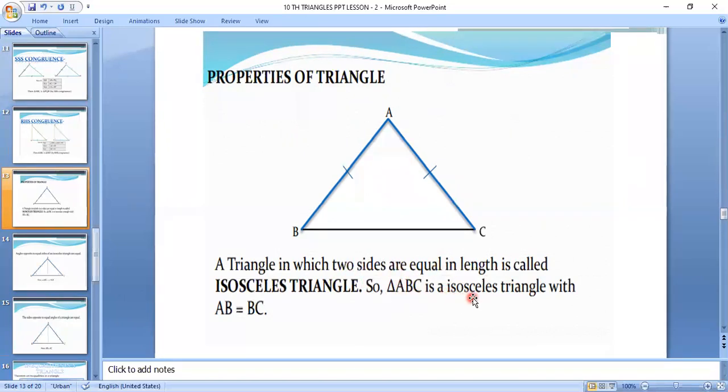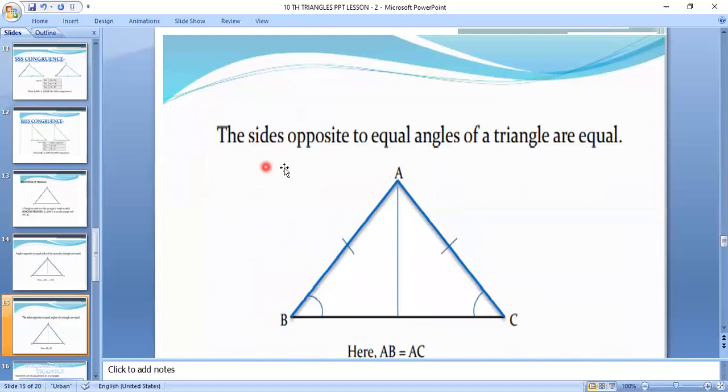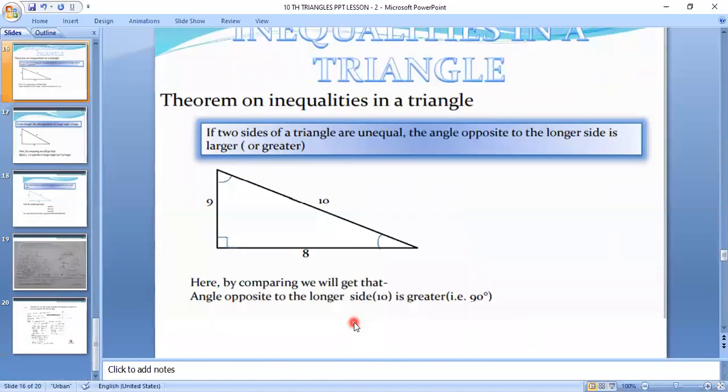So triangle ABC is an isosceles triangle with AB equal to AC. Angles opposite to equal sides of an isosceles triangle are equal. Here AB is equal to AC, then angles ABC and ACB are equal. Then, sides opposite to equal angles of a triangle are equal. So in triangle ABC, AB is equal to AC, and the angles ABC and ACB are equal.